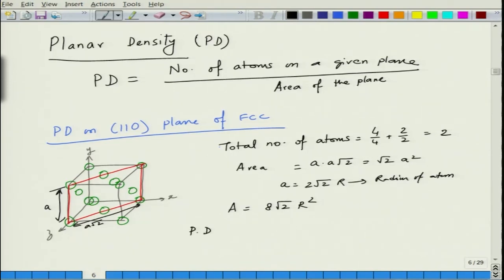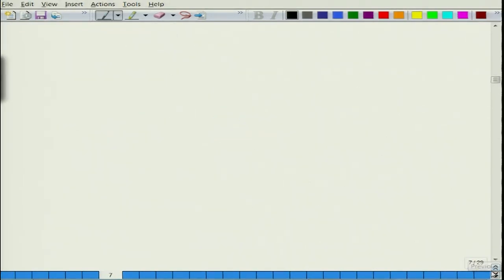So planar density can be 2 divided by 8 into square root 2 R square. This will be essentially 1 divided by 4 into root 2 R square. So this is how you can find out the planar densities. And it turns out, if you do the maths, then for BCC, if you take the primary planes, let's say along 100, the planar density is 1 divided by A square.